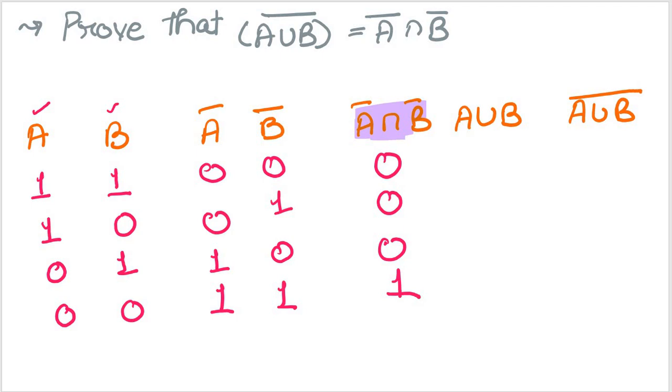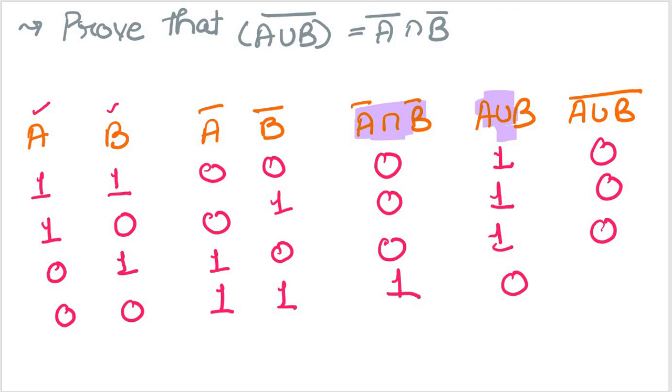Now for A union B, to get this particular thing, I'll go for A union B, which is 1, 1, that means 1; 1, 0, 1; once again 1, 0, 1; and 0, 0, which is 0. Right, next is the complement of it. So A union B's whole complement is 0, 0, 0 and 1.